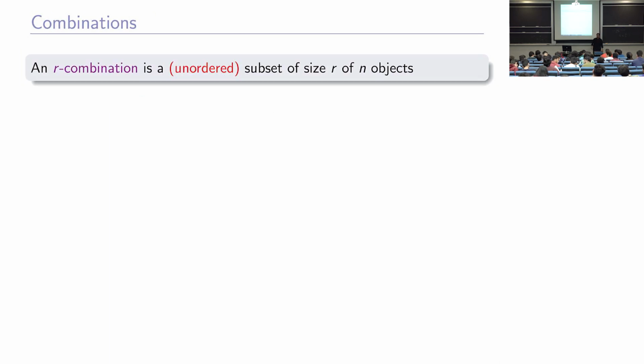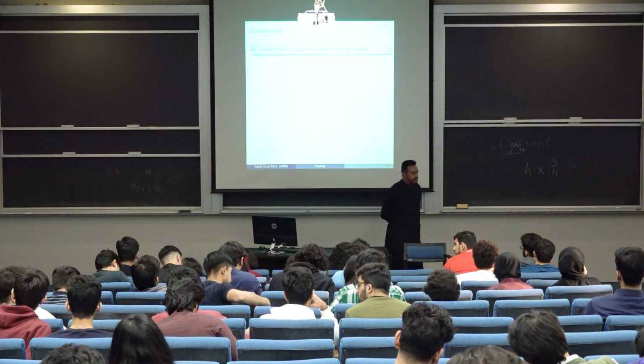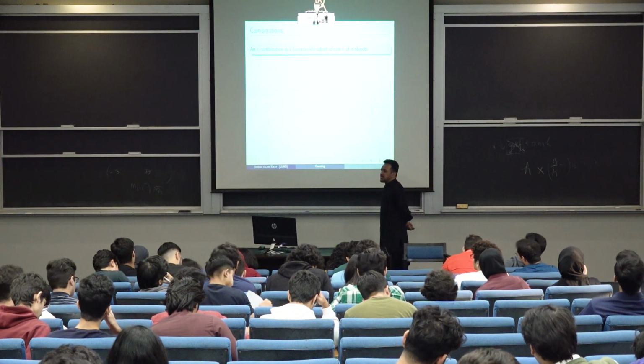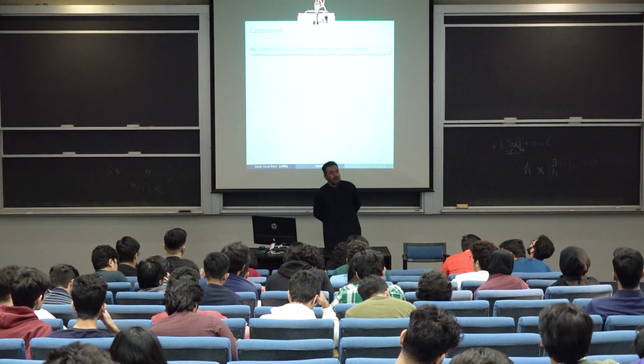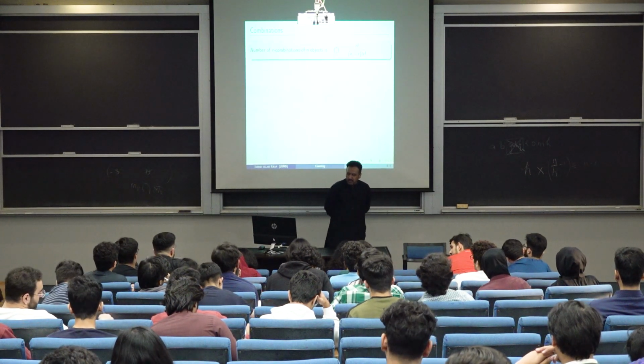Okay, so I'm going to leave you with this definition and then we will go. An R combination is an unordered collection, or unordered subset, since sets are unordered, of R objects from a set of n objects. Okay, this value is equal to.